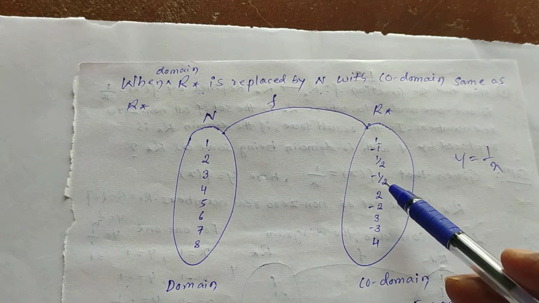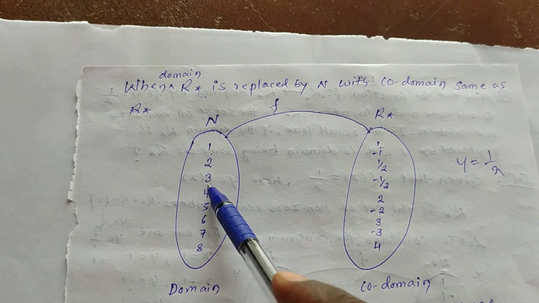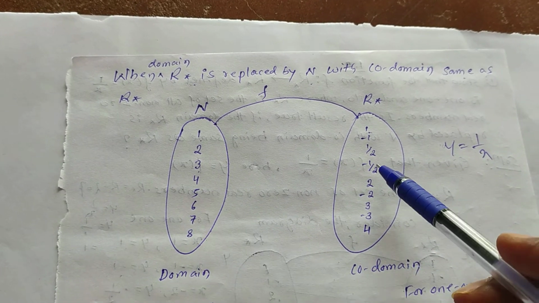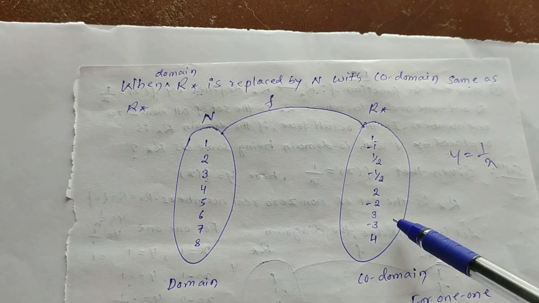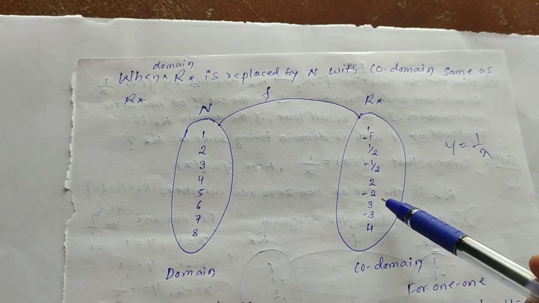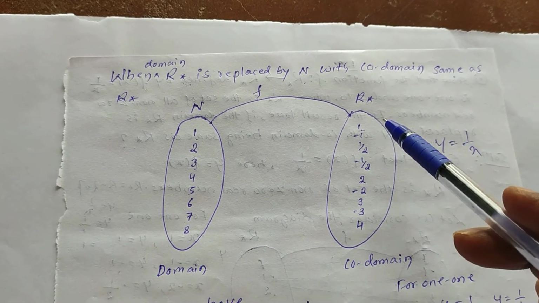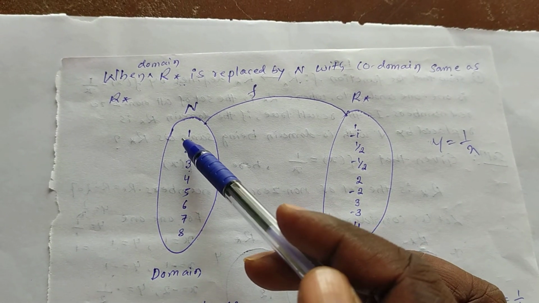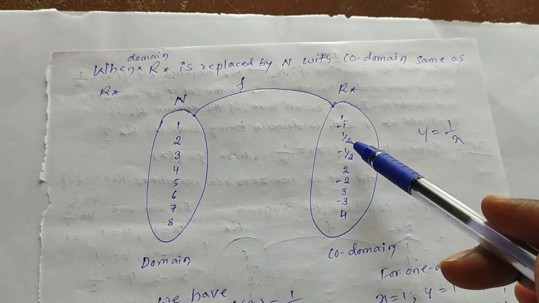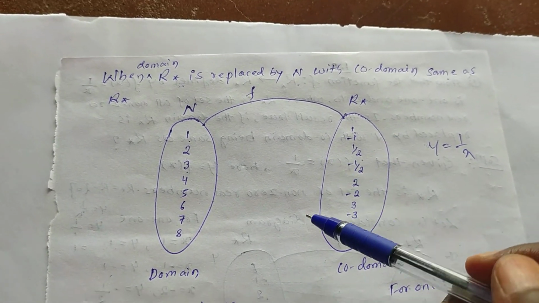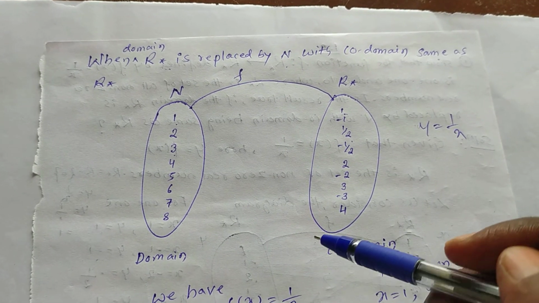But I only wrote a few numbers. For x equals 3, we get y equals 1 by 3. For x equals 4, we get 1 by 4. All the elements belong to R star. For every x in the domain N, there is an image y in the codomain R star. Therefore the function is 1-1.